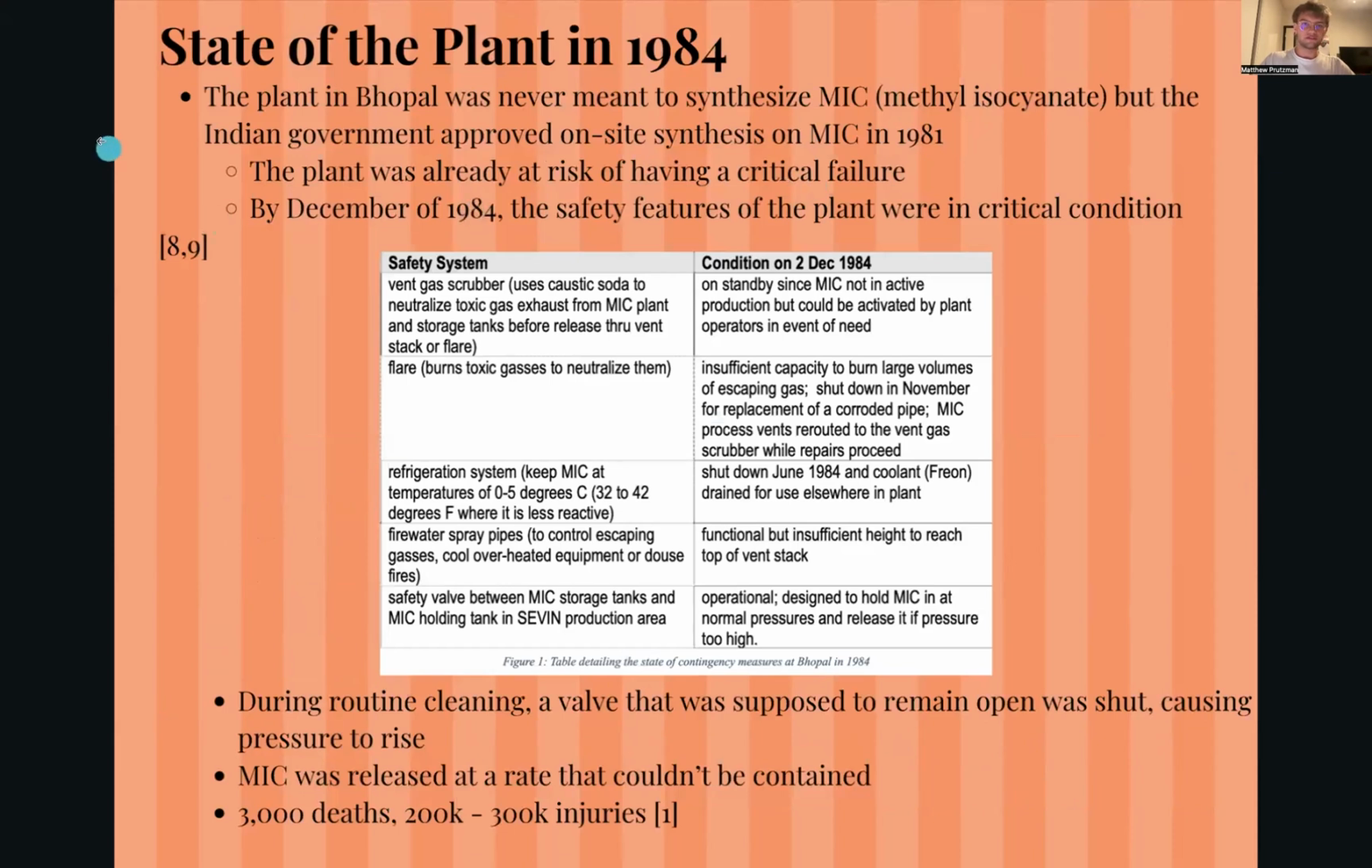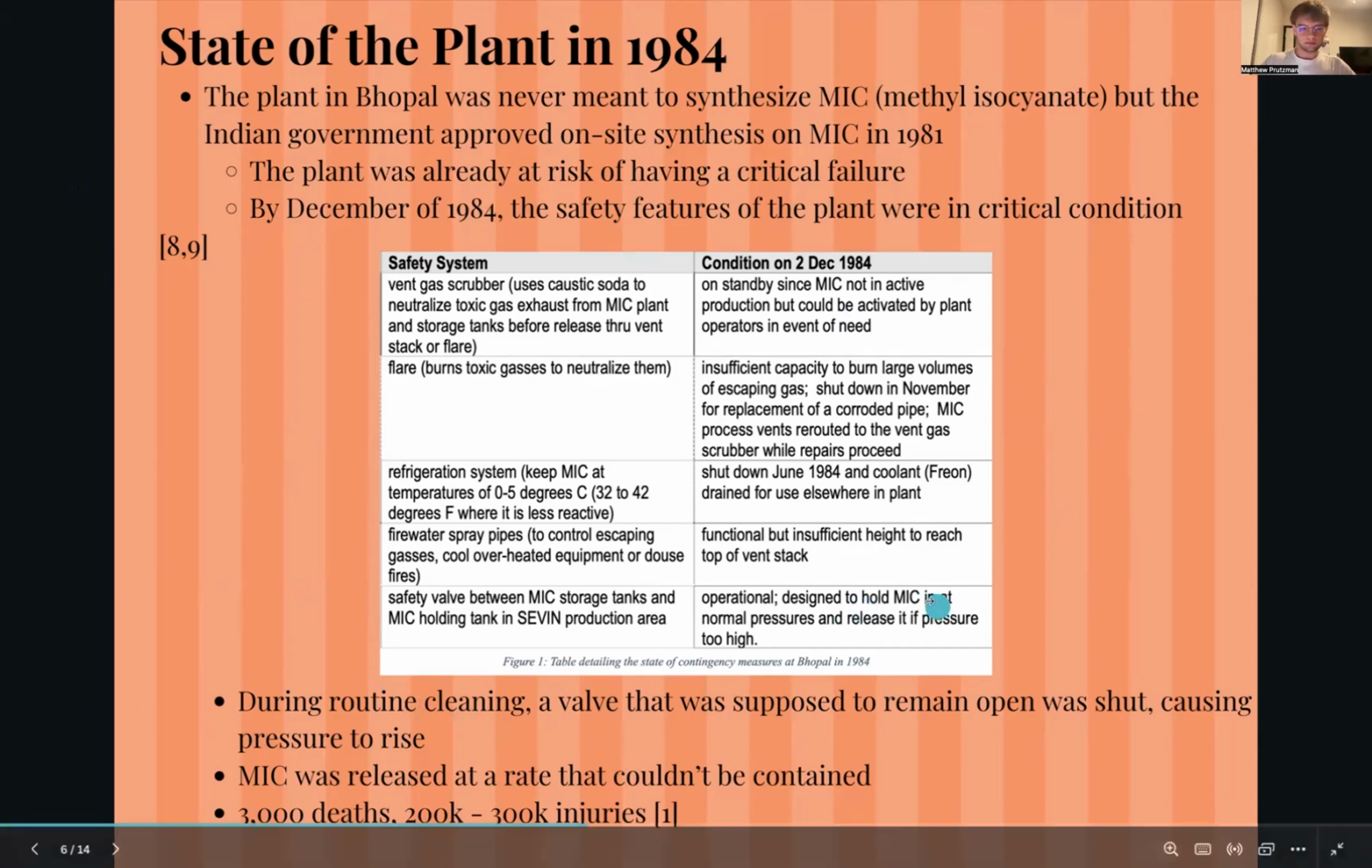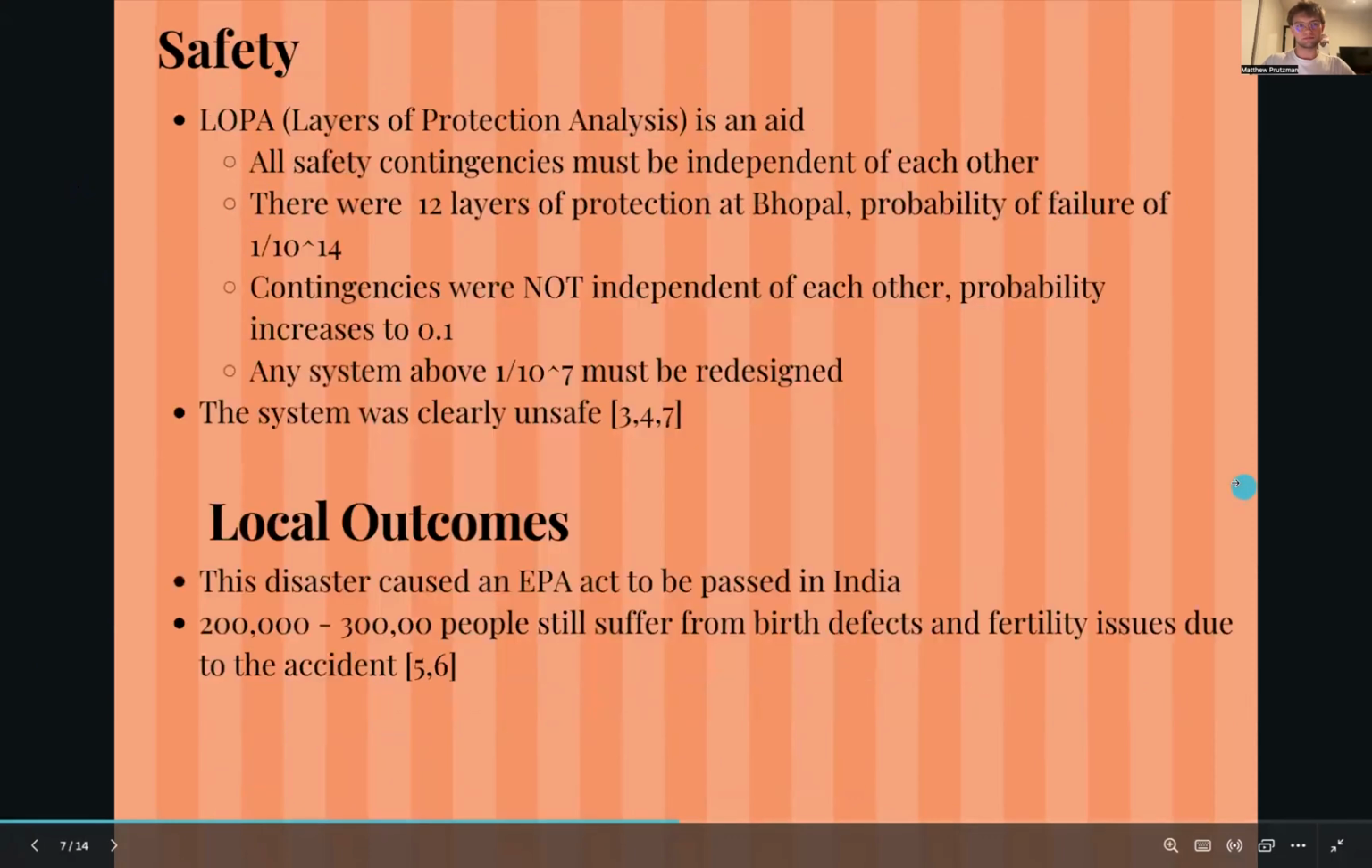So this slide shows the state of the plant in 1984. And the plant, of course, as I said previously, the plant in Bhopal was never meant to synthesize MIC, but the Indian government approved the on-site synthesis in 1981 due to chemical and financial reasons. The plant was already at risk of having critical failure, and by December of 1984, the safety features of the plant were in critical condition. And as you can see below, there's more information I previously mentioned, and we'll be moving on to the next slide now.